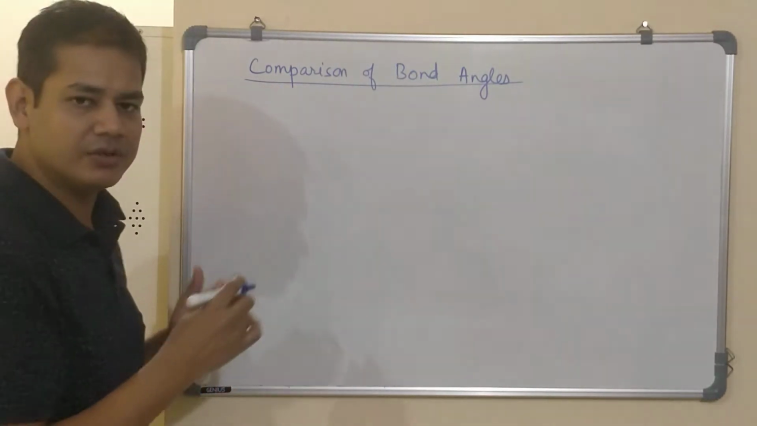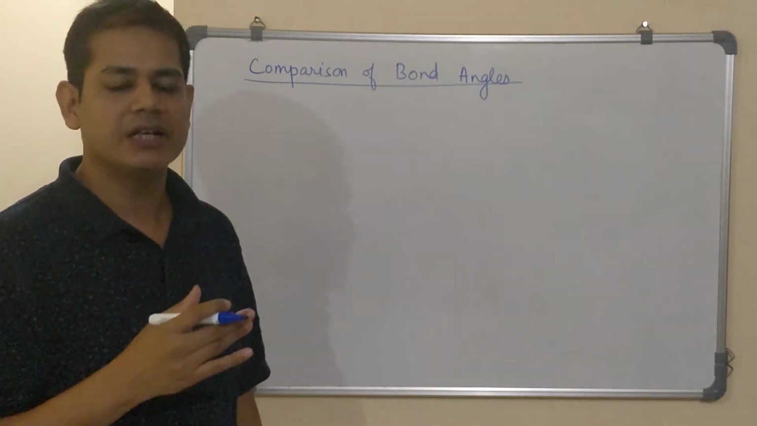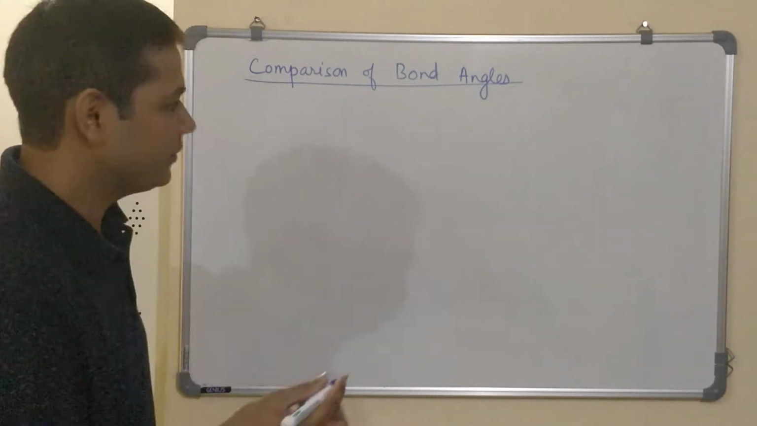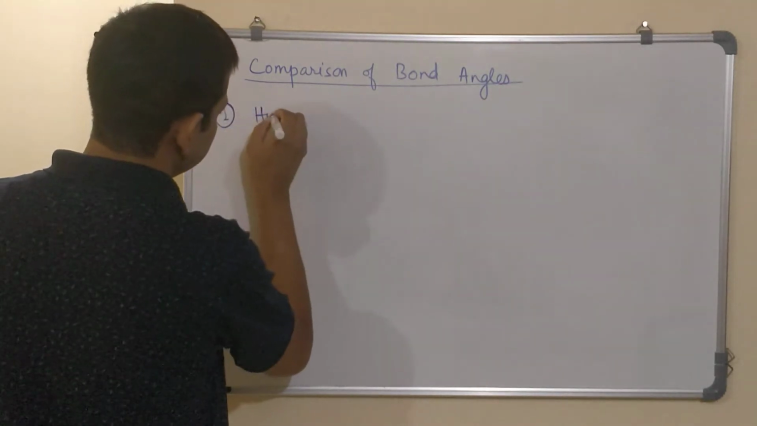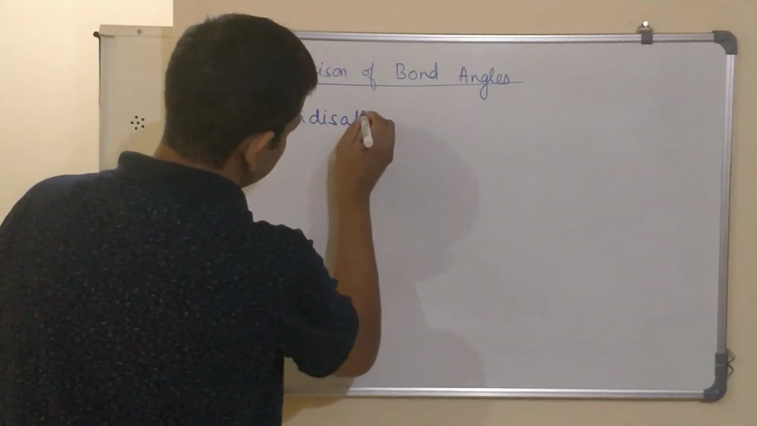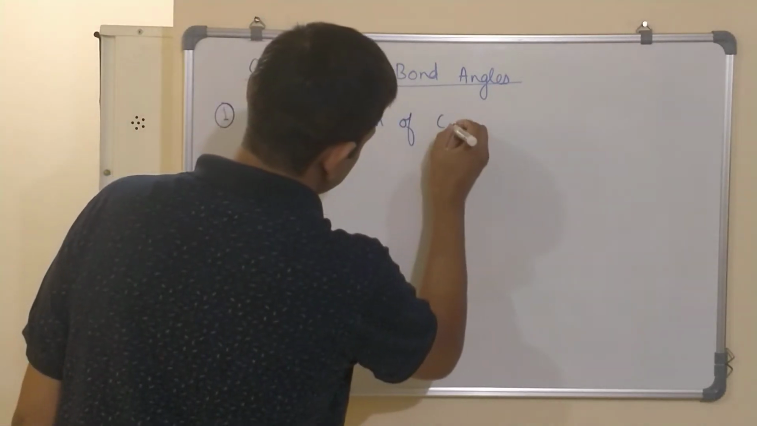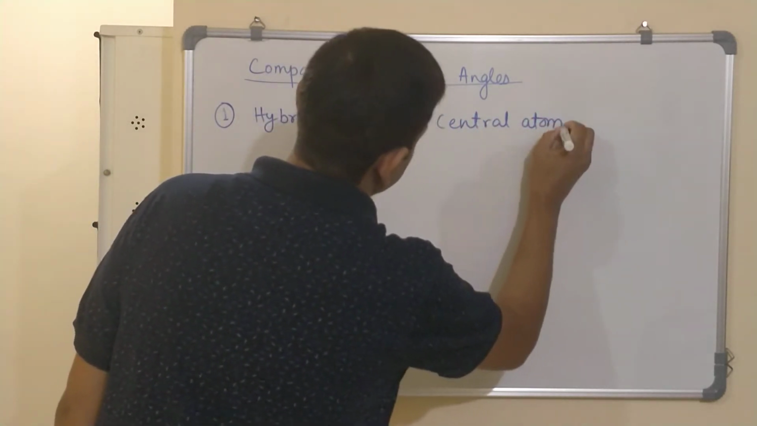We will one by one list down the factors that affect the bond angles in different molecules, and based on those factors, we will compare the bond angles in some molecules. Let us do the factors one by one. First factor is hybridization of the central atom. First factor, we will compare the hybridization of the central atom.